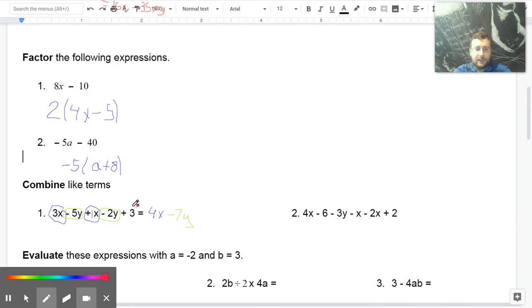Lastly, we have this 3 that's just by itself. If there's any term that doesn't have another term that's like it, all you have to do is just copy it down. And so there you go. You've combined the like terms. Let's try it again with this expression.